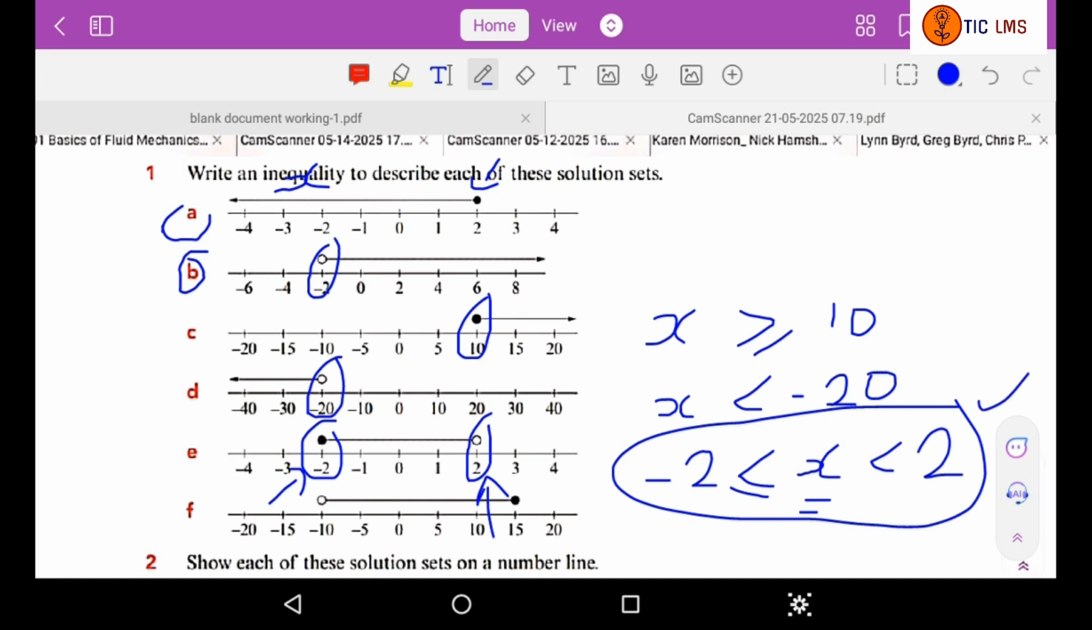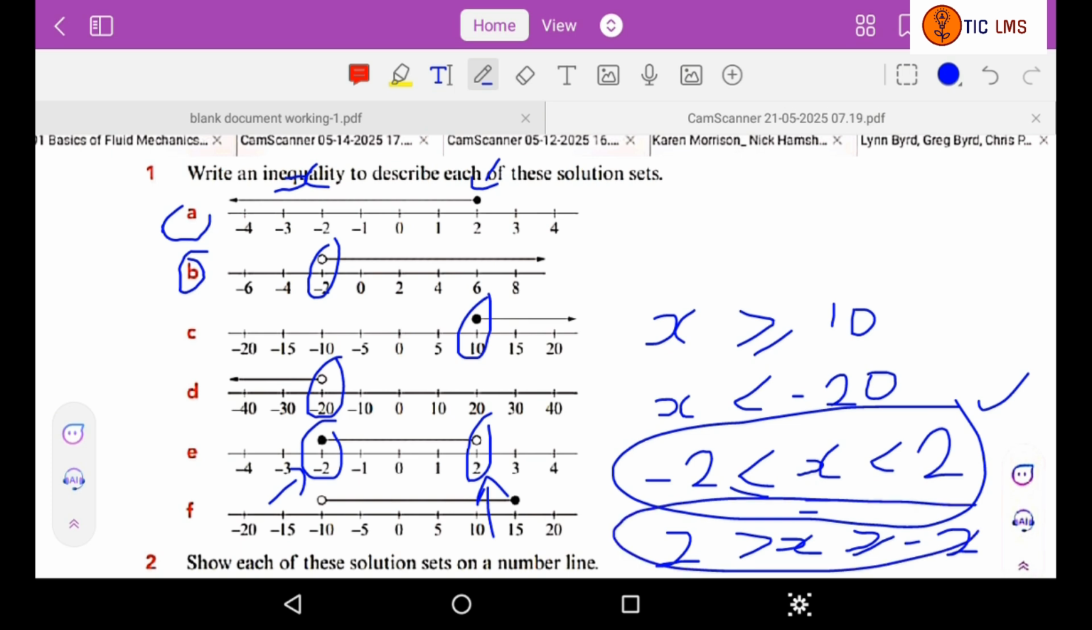Before I tell you that, do you know that you can also switch this? Because it can be served to you in another form and you may not know that is the answer. It's about turning the whole thing from the right to the left. So we can say that 2 is greater than x, and that x is greater than or equal to -2. We only turned it.